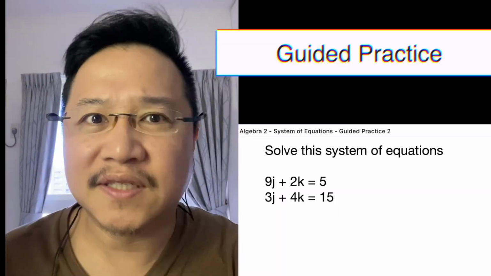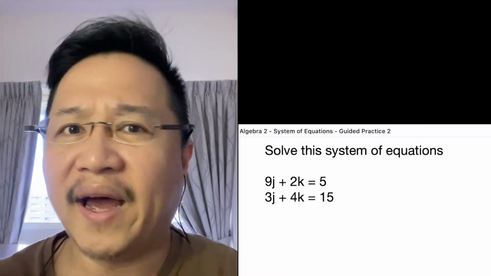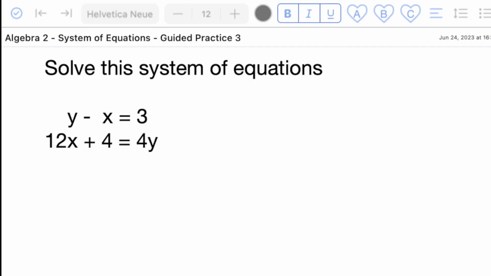Algebra 2, Systems of Equations, Guided Practice 3. So you see we have a system of two equations. Try to solve the system of equations in a minute. Clock starts now.